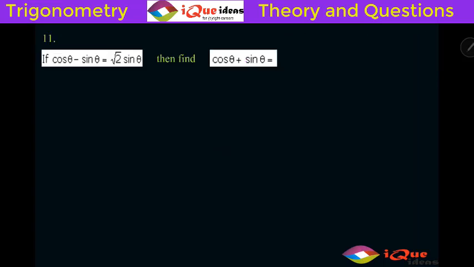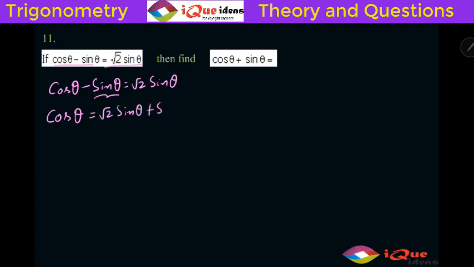Now this is a very interesting question. It says cos theta minus sin theta is root 2 sin theta. So cos theta minus sin theta is equal to root 2 sin theta. Let's send this sin theta to the other side. So we will have cos theta equal to root 2 sin theta plus sin theta. If you take sin theta common, you will get root 2 plus 1.